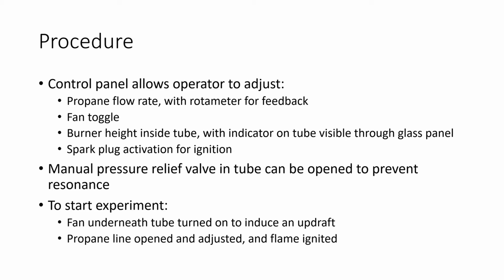One control that is not physically on the control panel is a manual pressure relief valve built into the tube itself that allows for pressure to be vented and which prevents the resonance from occurring within the tube. In order to start the experiment, the fan underneath the tube is activated and the propane line is opened to the correct amount. A flame is then ignited using the spark plug.